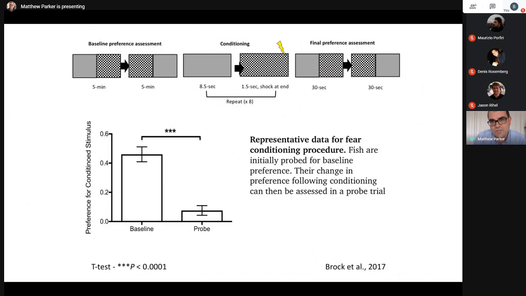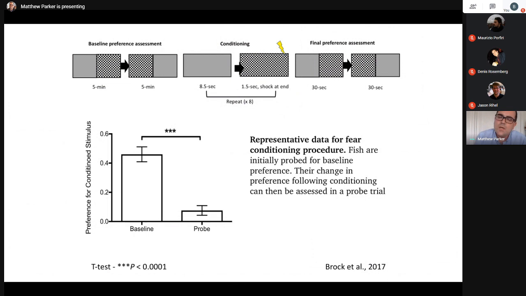And actually, you can use this protocol quite successfully to measure things like retention intervals and so on. So if you extend the gap between testing the animal after the conditioning, then you can see how long the fish retain that memory of the conditioned stimulus. So it's a fairly flexible protocol.